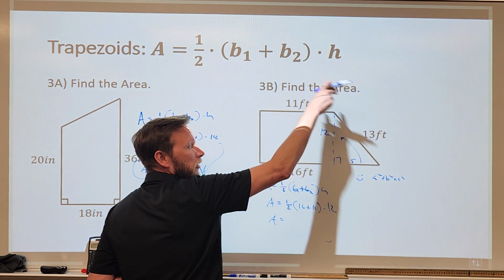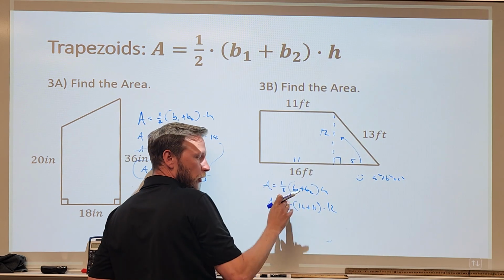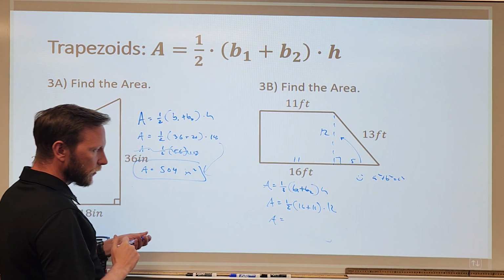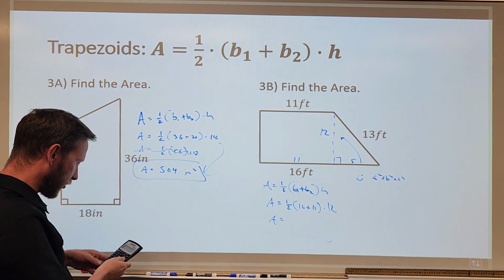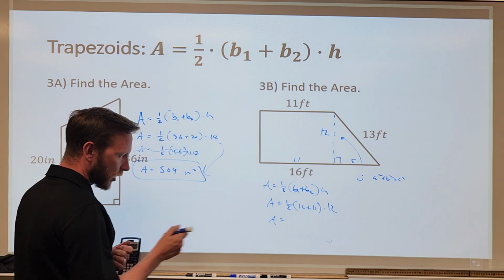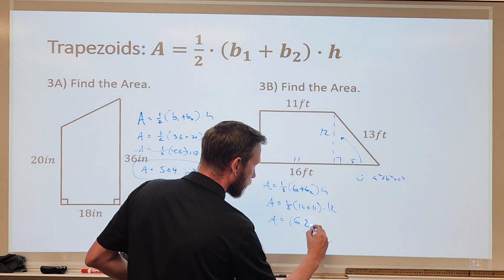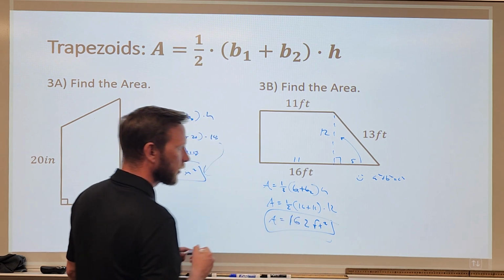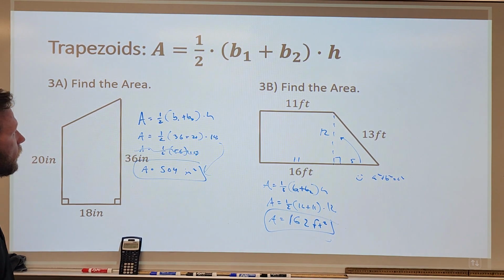Here we had to do the Pythagorean theorem to know what the height is so that we could execute the operation there. Half of 12 is 6. 6 times 27 is going to be 2 times 81, which is 162 square feet. All right, let's see how you did on that one. Hopefully well.